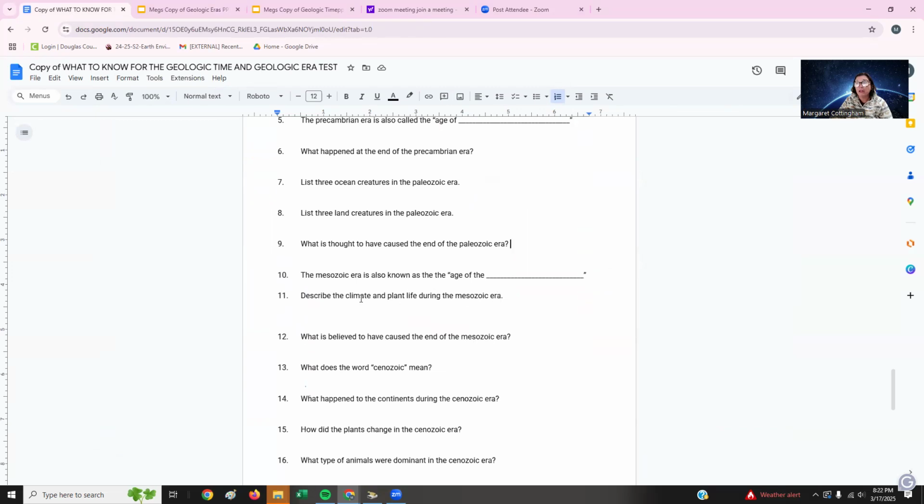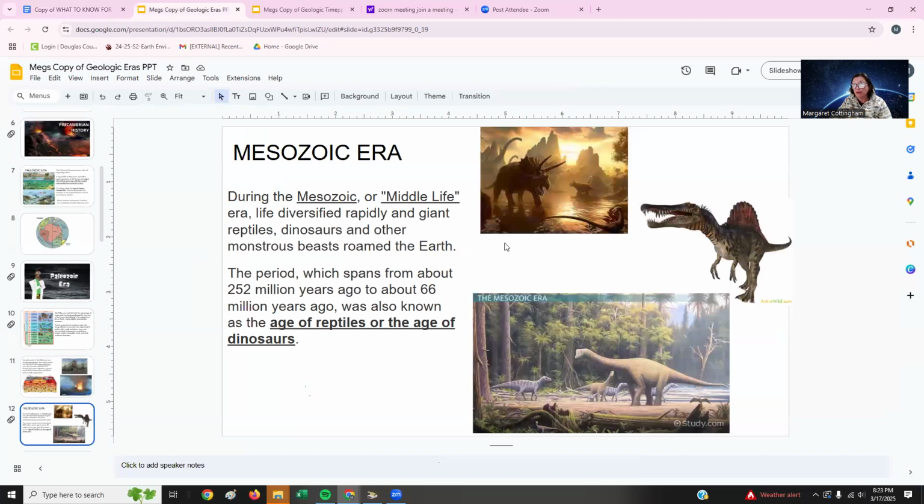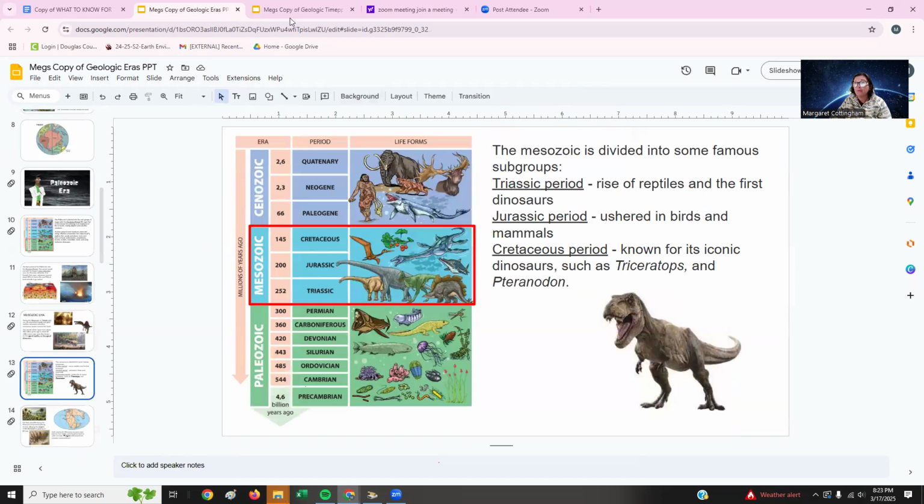Here's something you will need to know. Describe the climate and plant life during the Mesozoic era. Well, we know there are a lot of big trees, ferns, things that could supply the dinosaurs with food. So again, go back through here and look at these notes. You should have these things here.